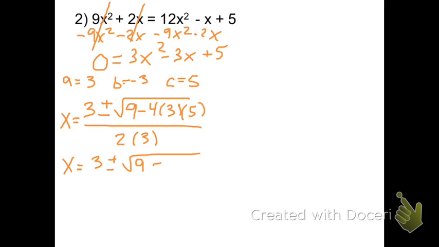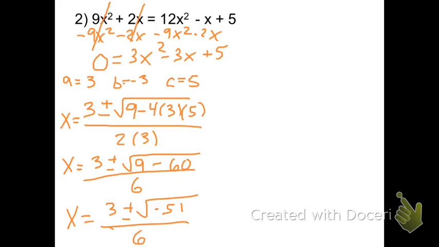So you have to multiply 4 times 3 times 5 together first. So 4 times 3 times 5 comes out to 60, all over 2 times 3, and you get 6. Now, if we simplify further, you get x equals 3 plus or minus the square root of negative 51, all over 6. And this again is just a coincidence.